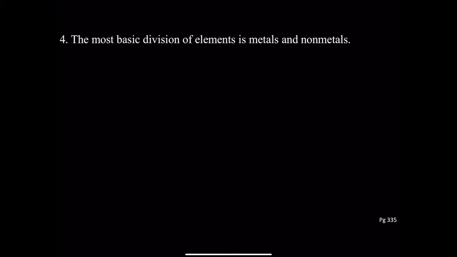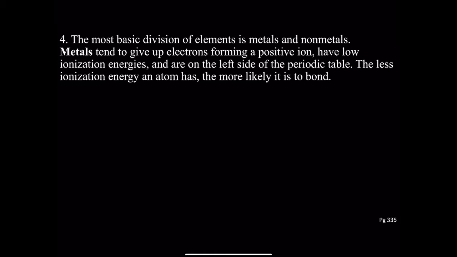Number 4, the most basic division of elements is into metals and nonmetals. So metals tend to give up electrons, right? This is a review of bonding in general. Metals tend to give up electrons and form a positive ion or a cation. They generally have low ionization energies and are on the left side of the periodic table. The less ionization energy an atom has, the more likely it is to bond, so they bond very readily.